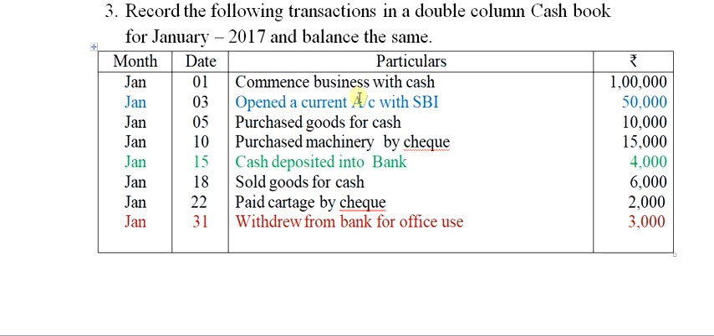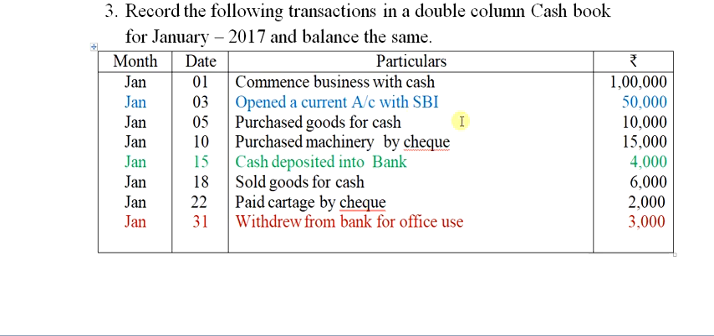Jan 1st, commenced business with cash 1 lakh is given. So this is a new adjustment. Commenced business with cash means he is bringing the capital into the business. So he is bringing the cash, that is nothing but capital he is bringing. So that should be taken under which side? Under the debit side.